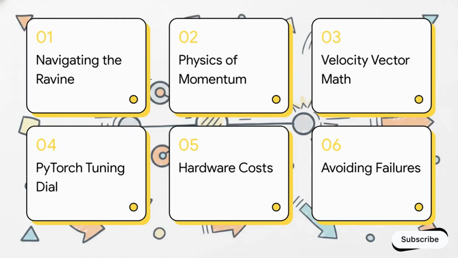To get your training back on track, we'll quickly blueprint this diagnostic process. We're going to cover navigating the ravine, the physics of momentum, the velocity vector math, the PyTorch tuning dial, hardware memory costs, and finally, how to avoid the catastrophic failure mode silently killing your compute.